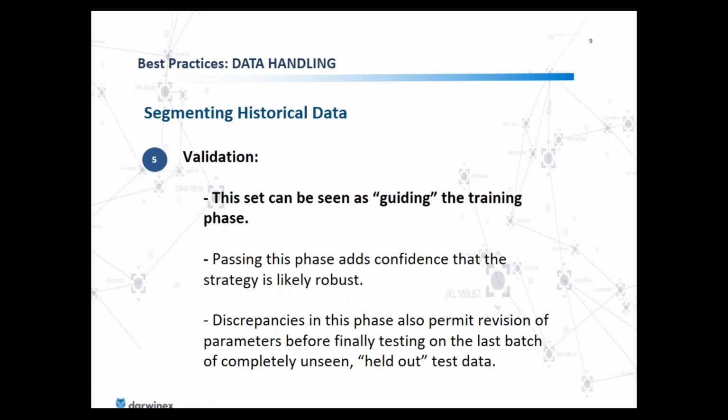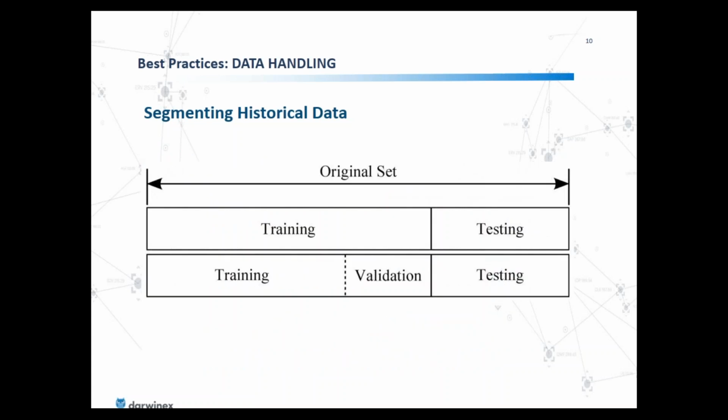In other words, in sample and out of sample, where in sample has been divided into training and validation sets, and out of sample is just the test set. So what this looks like is this. We have the original set in the very beginning. That's your entire history available to you.